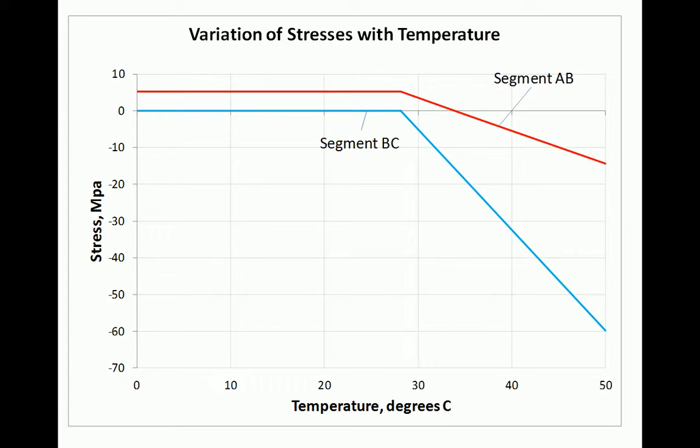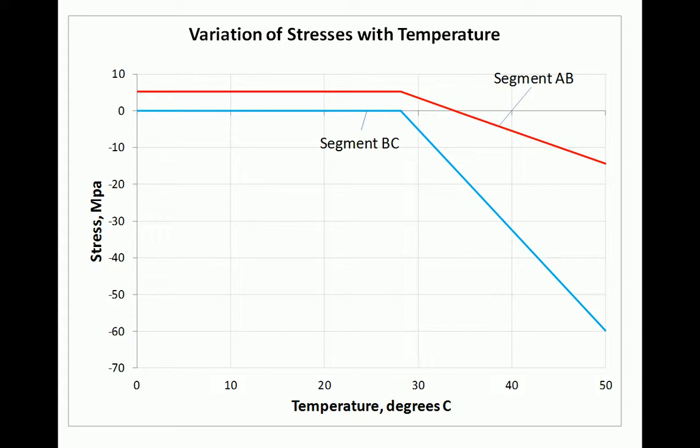And so if we make a plot of this solution, again, we started here at 15 degrees C, and that was the temperature for which we had the quarter of a millimeter gap. And as we increase the temperature all the way up to 28 degrees, you can see that in segment AB we simply have that constant tension due to the 5,000 Newton force, and there is no stress on segment BC. As soon as we go above 28 degrees, though, you can see that we start to develop higher compressive stresses in both of the segments.